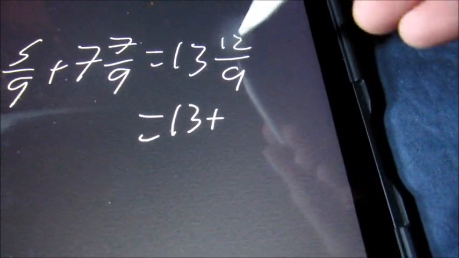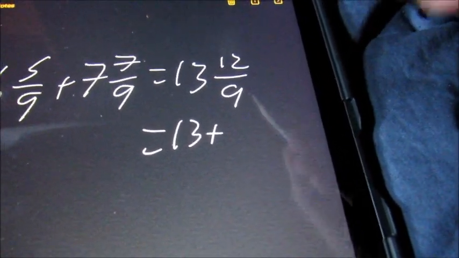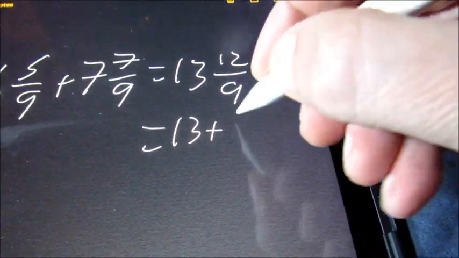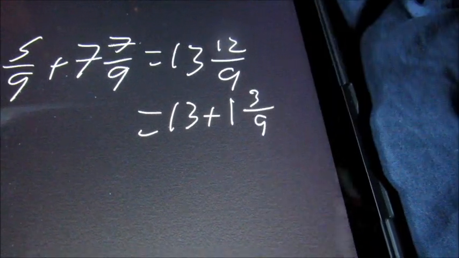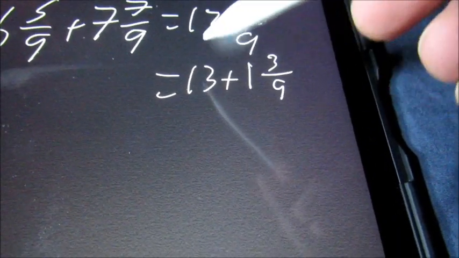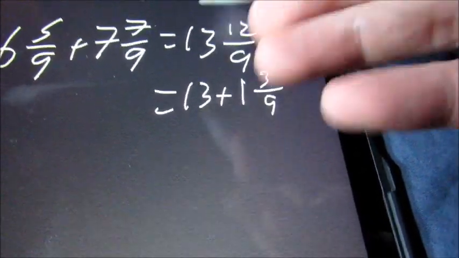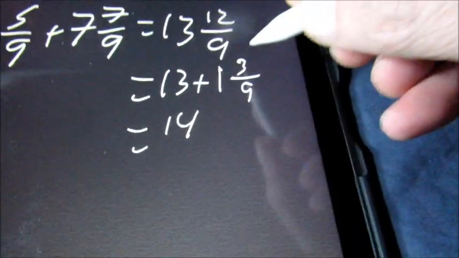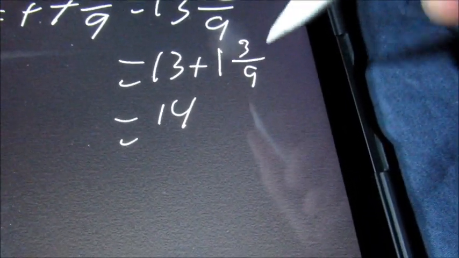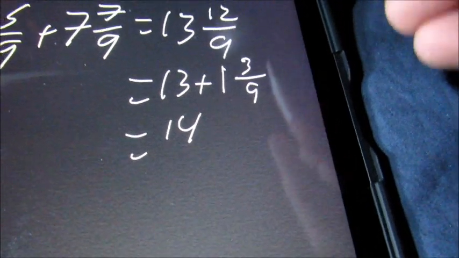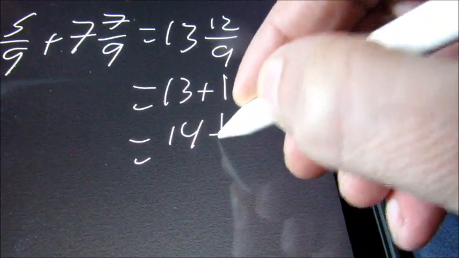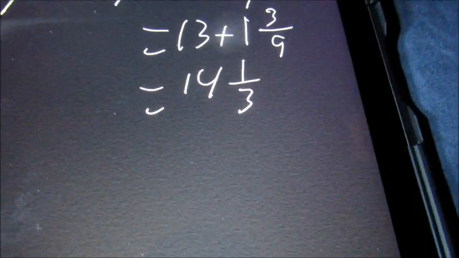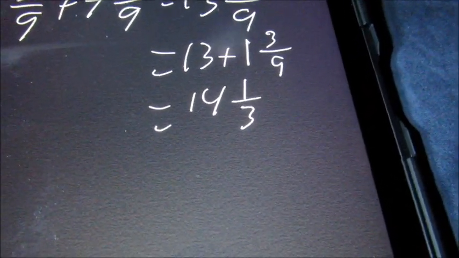So now I'm going to turn the 12/9 into a mixed numeral. So 9 will go into 12 one time with 3 remaining and the 9 left over. So now, again, I can add the whole numbers. 13 plus 1 is 14. And I also now have to reduce the fraction. 3 and 9 are both divisible by 3, so I can have 1/3. So the answer here will be 14 1/3.